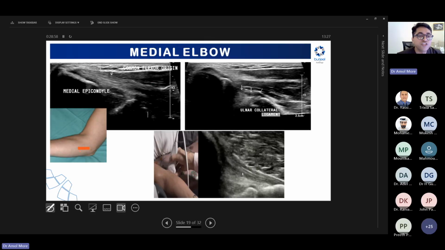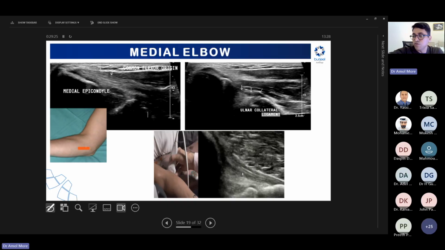This is the probe position. We have located the medial epicondyle, and now we have kept our probe alignment towards the thenar aspect. Keep your probe along the thenar aspect orientation, and you will see the nicely looking common flexor origin from the medial epicondyle.